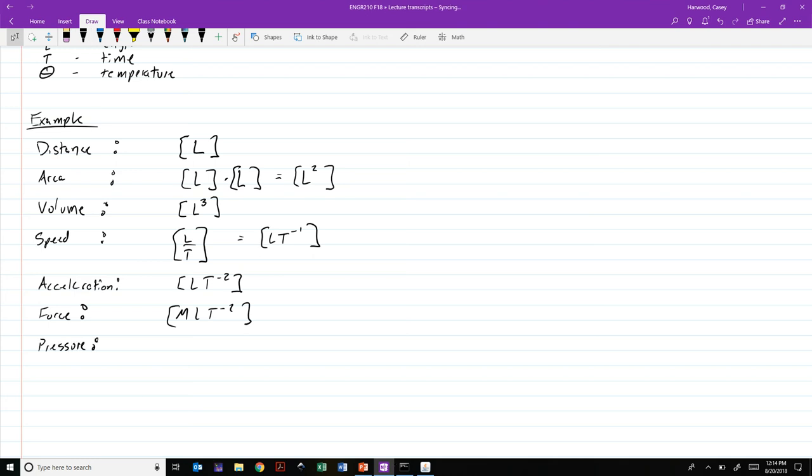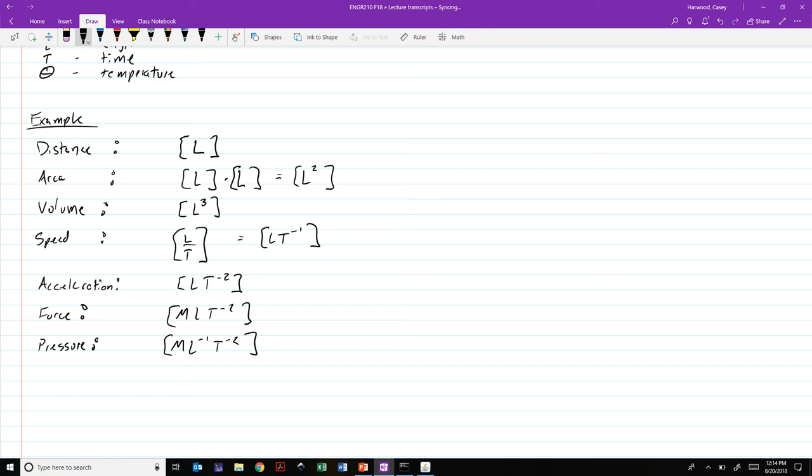Example, pressure. Pressure is a force distributed over an area. So we could take our force there, divide by our units for area, and we're going to end up with mass, length to the negative 1, time to the negative 2. So I'm going to stop beating you over the head with these. But there's an important thing to take away here: just like you can't add apples and oranges, you can't add quantities that have dissimilar dimensions.